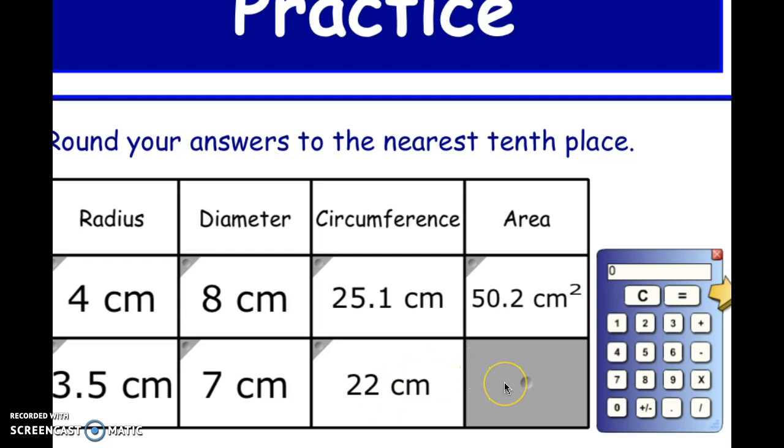To find area, pi r squared sounds like area to me. So pi 3.14 times 3.5 as your radius squared. So 3.5 times 3.5 is 12.25. That's your r squared. We got to multiply it times pi. Pi never changes. It's 3.14. And you should get 38.5 centimeters squared.